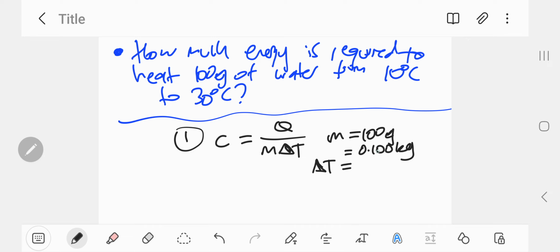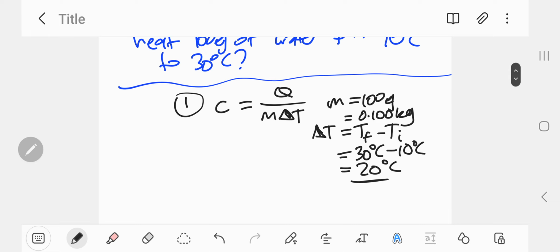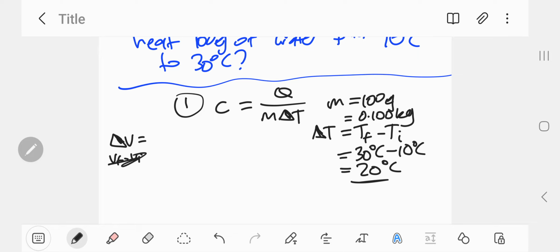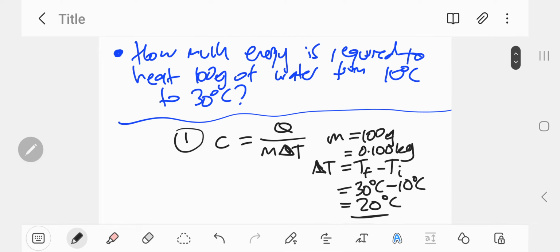We know what delta T is. So delta T is final temperature, T sub F, minus initial temperature, T sub I. And that's 30 degrees minus 10 degrees Celsius, which is just 20 degrees Celsius. Okay, that's what delta means, final minus initial. Same thing with things like, let's say, delta V. V for velocity, that's the final velocity minus initial velocity. That's what delta means, changing from your final state to initial state.